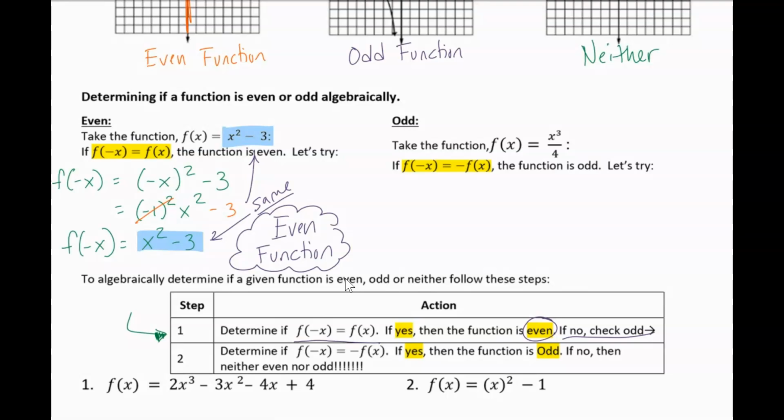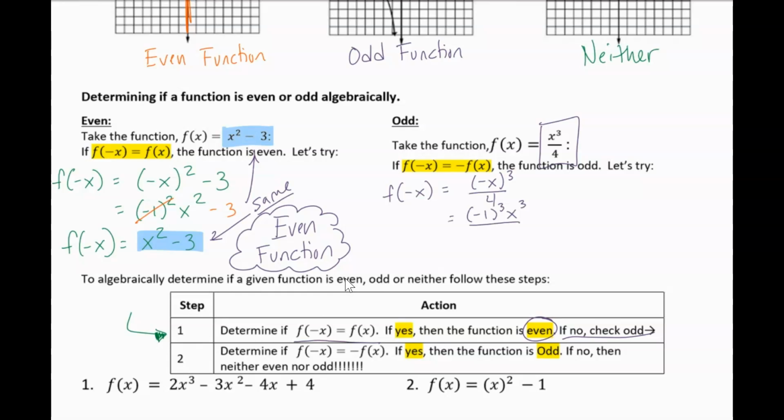f of x is equal to x cubed over 4. First thing I do is check for even by finding out what f of negative x is equal to. So again, wherever I see an x in my original, I substitute in negative x. And again, I can think of this as both the negative separately being cubed and the x being cubed. So again, this is not something that I would write if I was a student. It's just so that I can show you what's happening here.